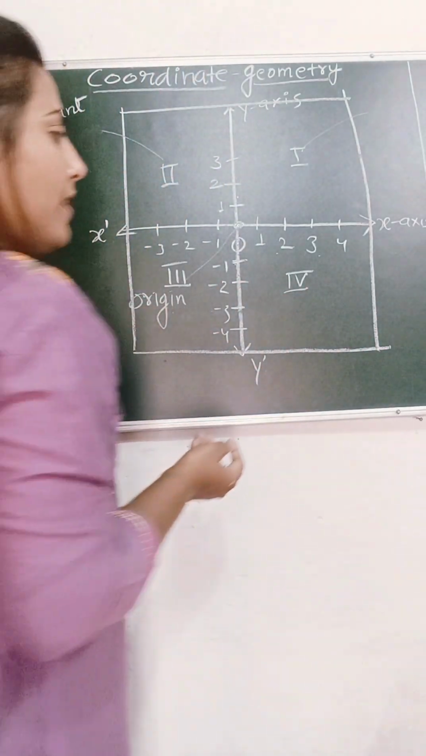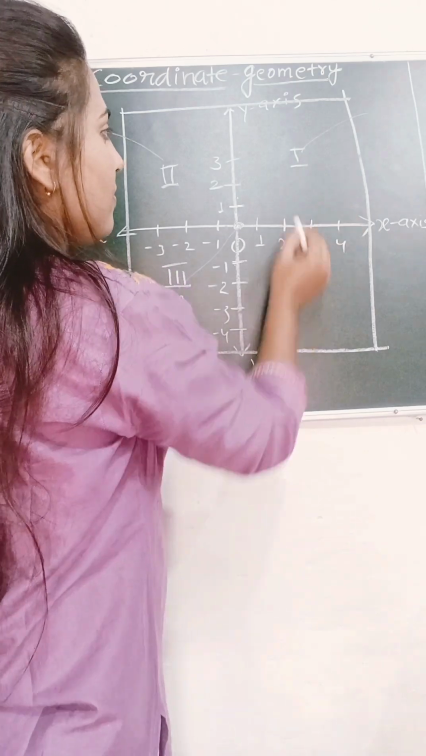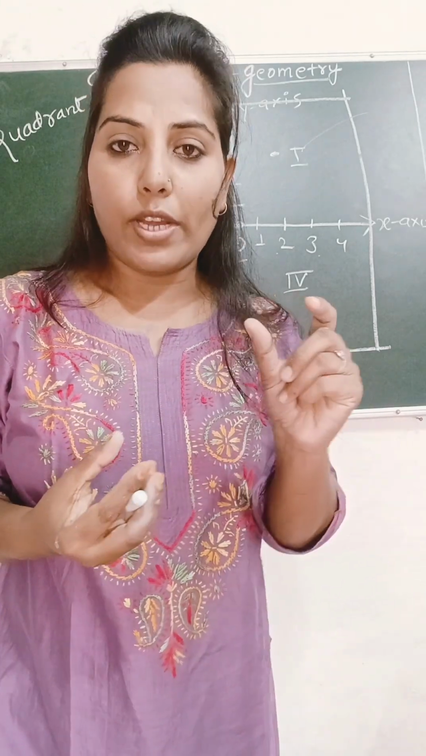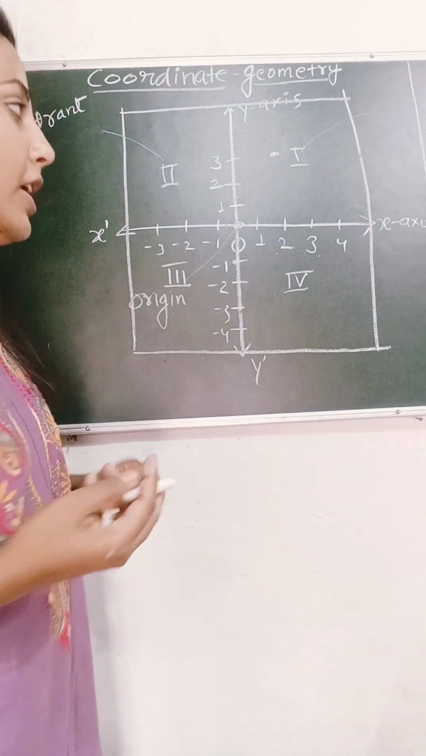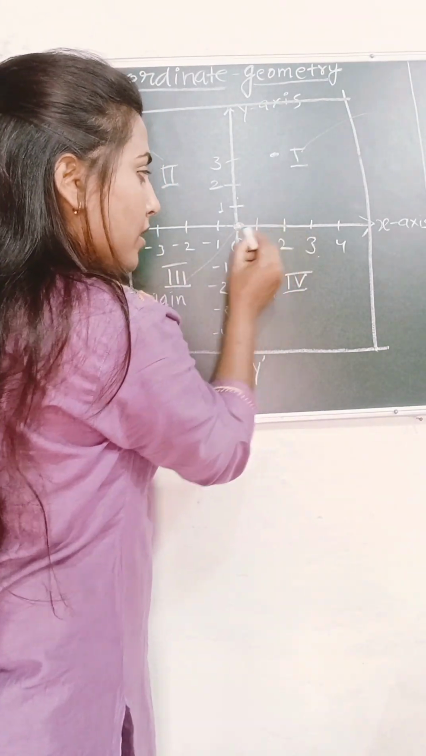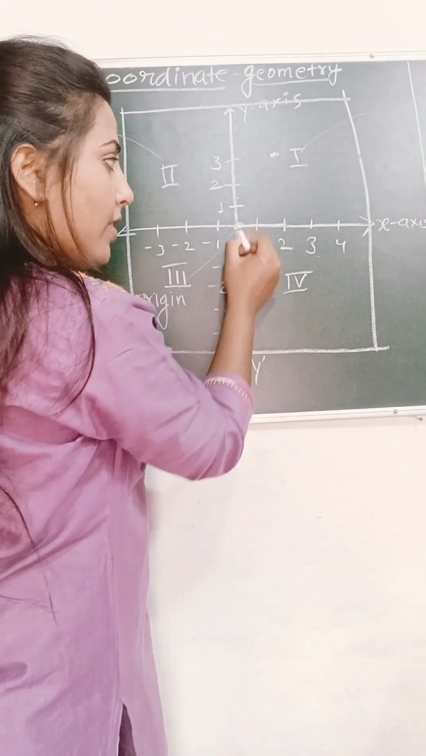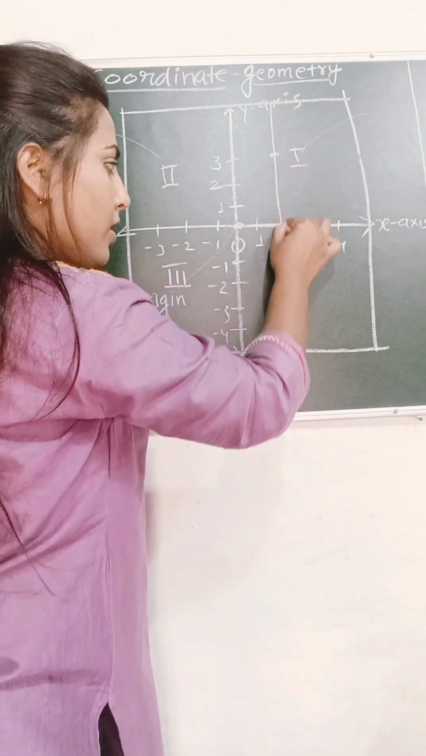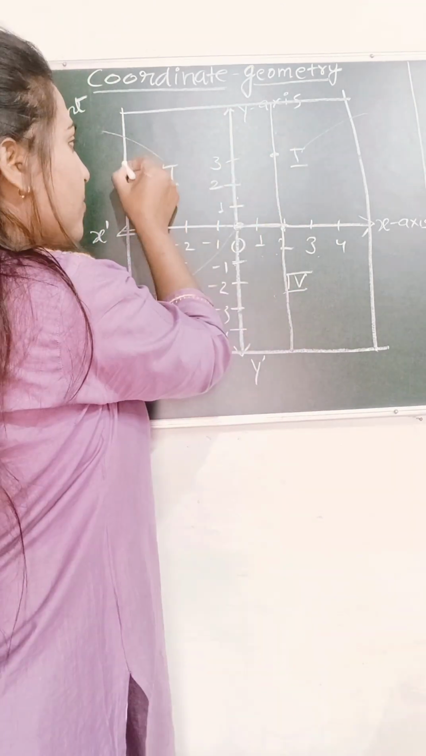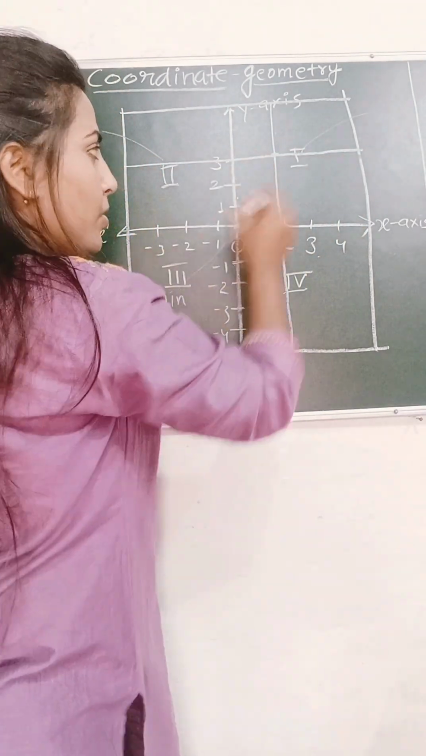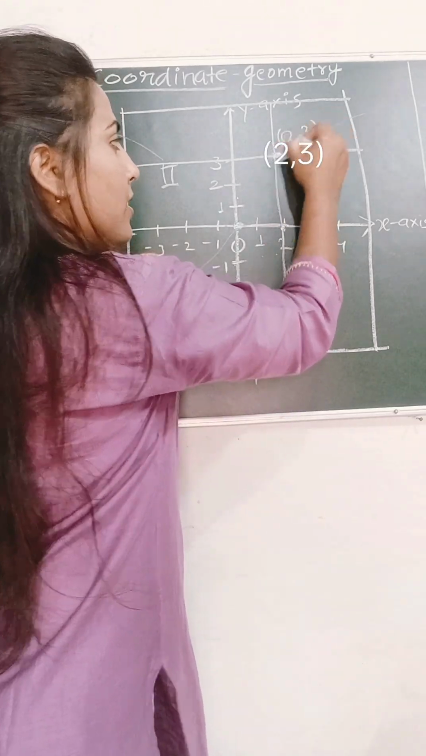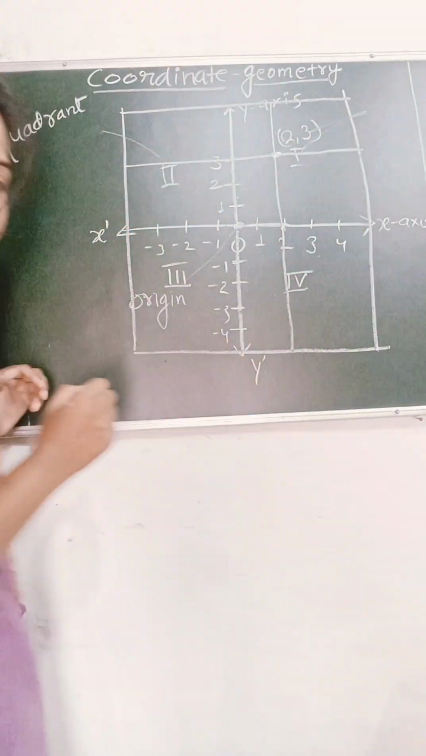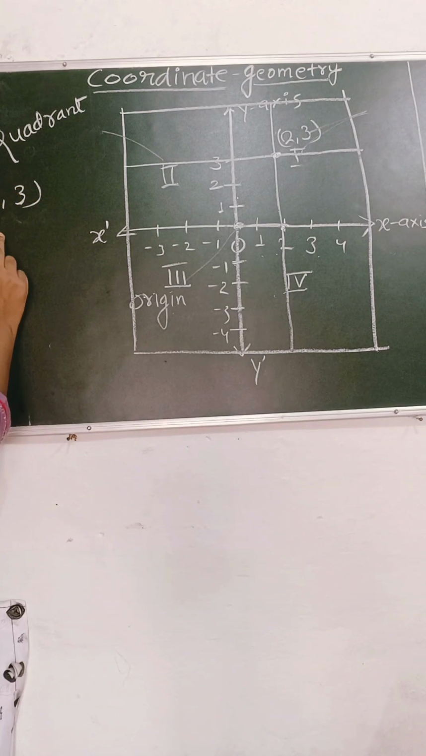Now let's see how we can plot a point. Let's take one example. I put one point here. Now I have to know what the location of this point is. From the origin, it covers 2 units along the x-axis and 3 units along the y-axis, 1, 2, 3 units. So it is the point (2, 3), and these are called the coordinates.